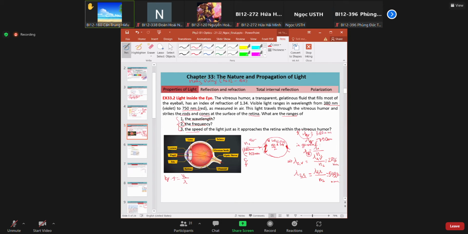I have a question. As I told you before, here they ask you about the range of the frequency of the light here, not outside, not in the air. So why do you see here?